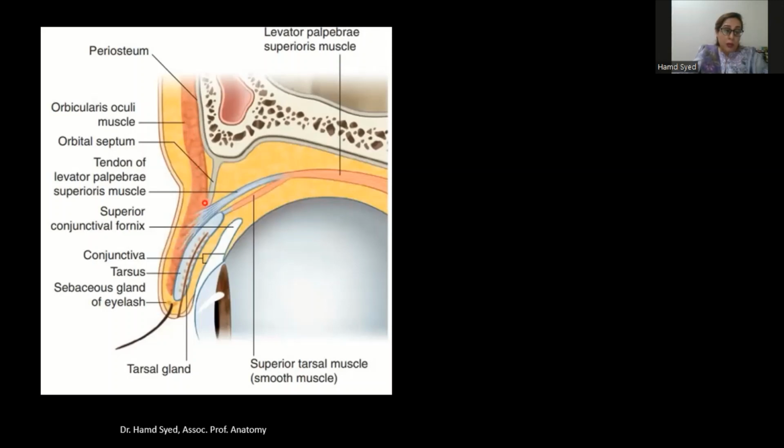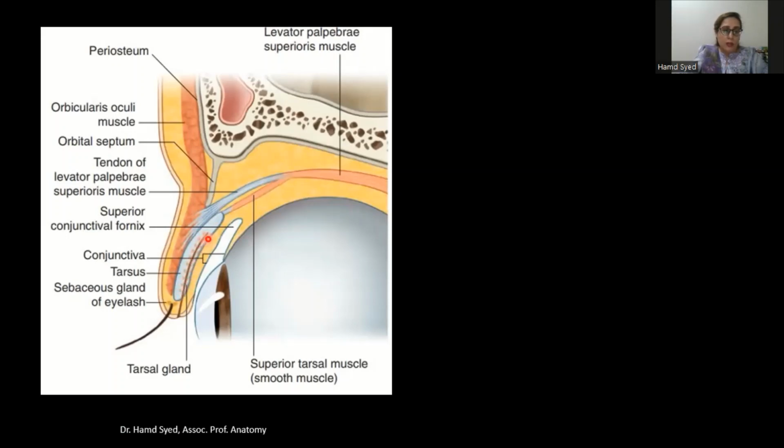And you can also see the tendon of levator palpebrae superioris muscle, and here is its skeletal part, and this here is the smooth muscle part, which is also called the superior tarsus muscle, since it attaches to the tarsus of the upper eyelid. Here is the tarsus of the upper eyelid, which I told you is the plate of dense connective tissue. It's a specialization of orbital septum.